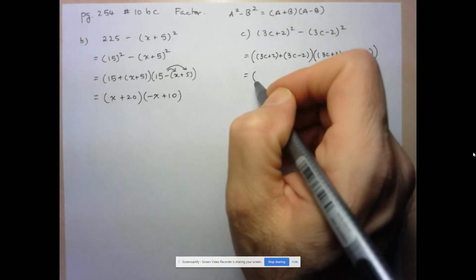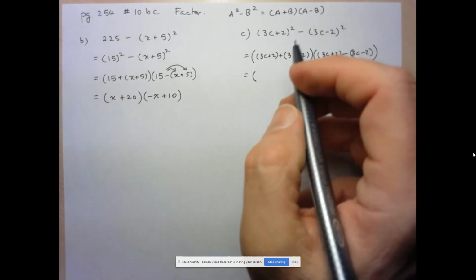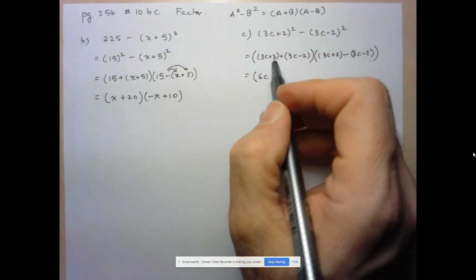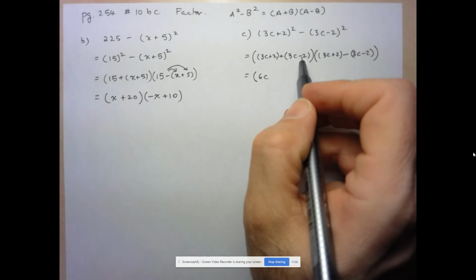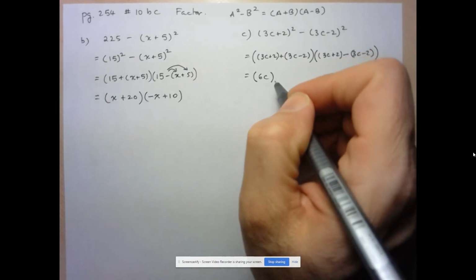Okay, now I'm going to do this in a couple of steps. Normally I would expect you to start doing this all in one step. So here 3c plus 3c is 6c, and 2 plus negative 2. Okay, well that's just the same as 2 minus 2, so I'm just left with 6c.